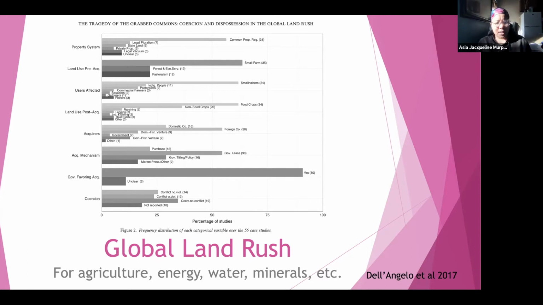And then the coercion, we have the highest one, over 25%, is coercion, no conflict. So that typically means that things didn't come to armed standoffs or anything like that. But there are 13 case studies that reported conflict with violence.